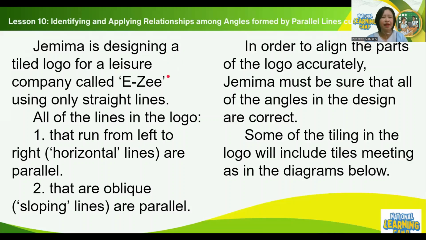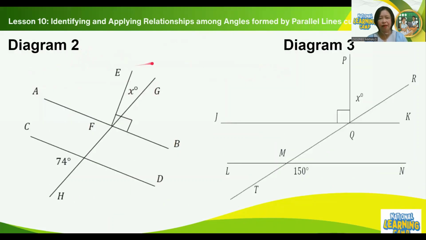Jemima is designing a tiled logo for a leisure company called BZ. Using only straight lines, all of the lines in the logo that run from left to right, meaning horizontal lines, are parallel. Second, the oblique, sloping lines are parallel. In order to align the parts of the logo accurately, Jemima must be sure that all of the angles in the design are correct. Some of the tiling in the logo will include tiles meeting as in the diagrams below. So let us have diagram 2, diagram 3.